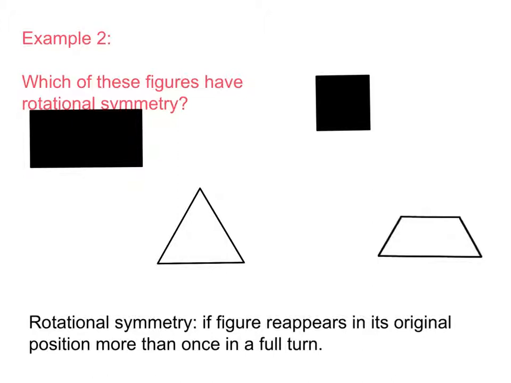Now let's look at the trapezoid. Now the trapezoid starts like this. If we rotate it 90, that's not the same shape we started with. Let's rotate it another 90. Not the same shape. It's upside down, so it's not the same. If we rotate it 90, not the same shape. So therefore, our trapezoid does not have rotational symmetry because it does not reappear in its original position in less than 1 full turn. So all 3 of them have rotational symmetry except the trapezoid.